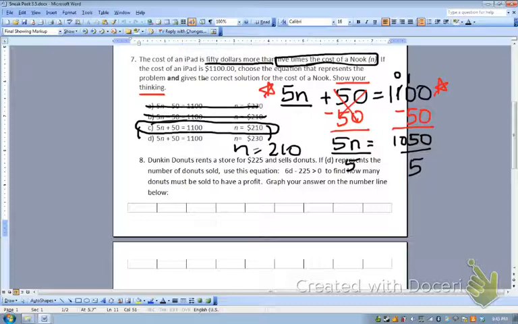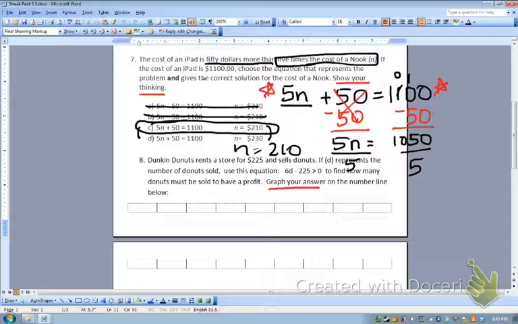All right, next problem. Dunkin' Donuts rents a store for $225 and sells donuts. If D represents the number of donuts sold, use this equation. We know it's an inequality. 6D minus 225 is greater than 0. To find how many donuts must be sold to have a profit. Graph your answer. Graph your answer, because I've been telling you all week that if you don't graph that answer, you don't get points. Graph your answer on the number line below. This is kind of a goofy looking number line, but we're going to use the one that's down here on the second sheet. We'll do our work up here.